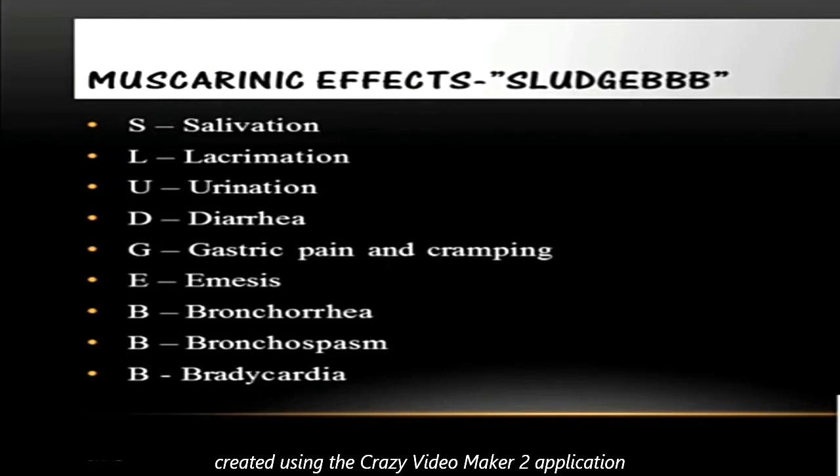The easy way to remember the symptoms of organophosphorus poisoning: mainly it causes two effects. First is the muscarinic effect and second is the nicotinic effect. The mnemonic to remember the muscarinic effect is SLUDGE-PV. S stands for salivation, L for lacrimation, U for urination, D for diarrhea, G for gastric pain, E for emesis, B for bronchorrhea, another B for bronchospasm, and the last B for bradycardia. By this, you can remember the clinical features of organophosphorus poisoning.